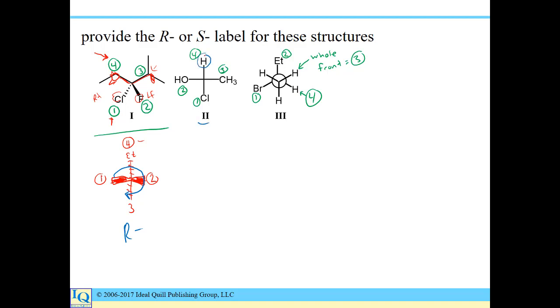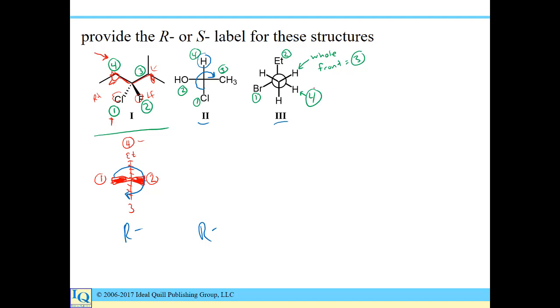If we move over to the second example, it's already in a Fischer projection. Our lowest priority substituent, number 4, is already pointed away from us. We can just count 1 to 2 to 3 and see that is also in the R configuration. There are several ways to deal with stereochemical assignments for a Newman projection, as in structure 3 here, and I'll show you just one of those ways.